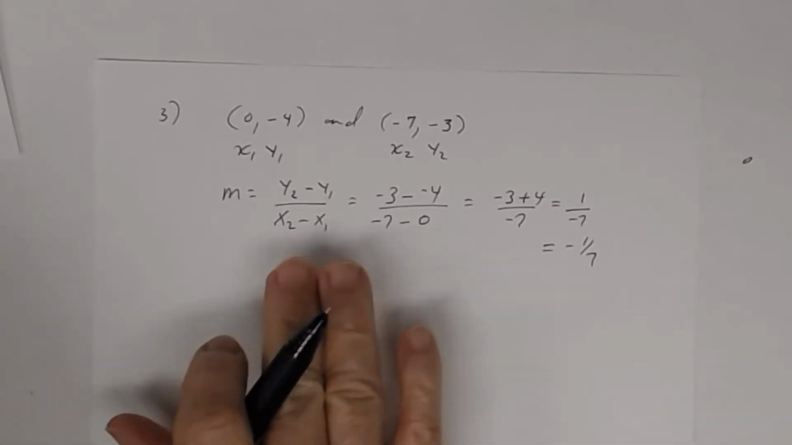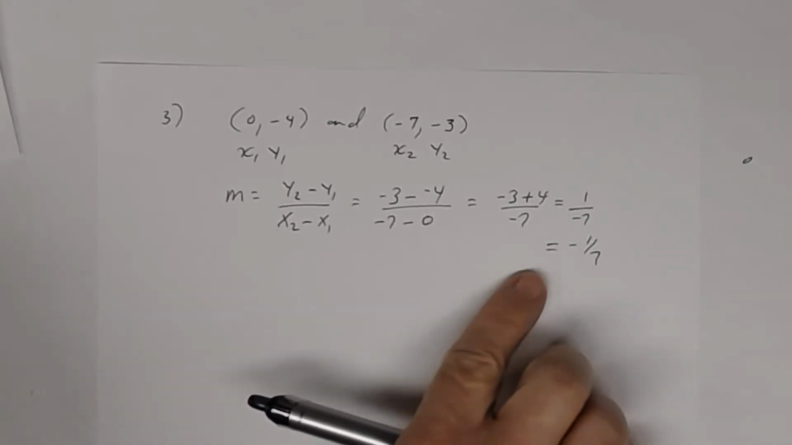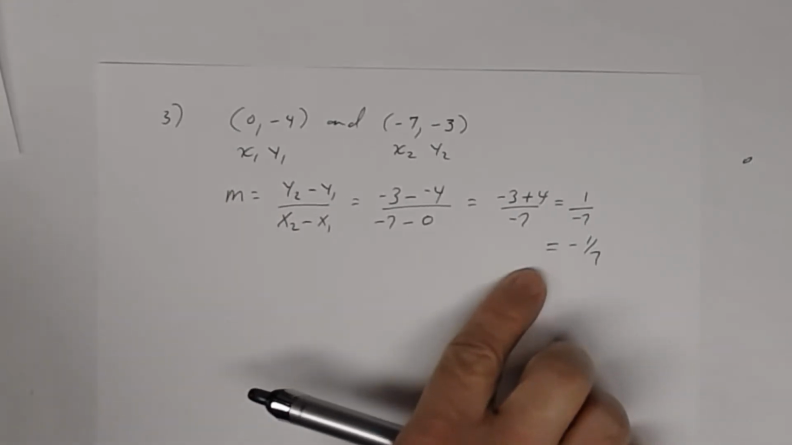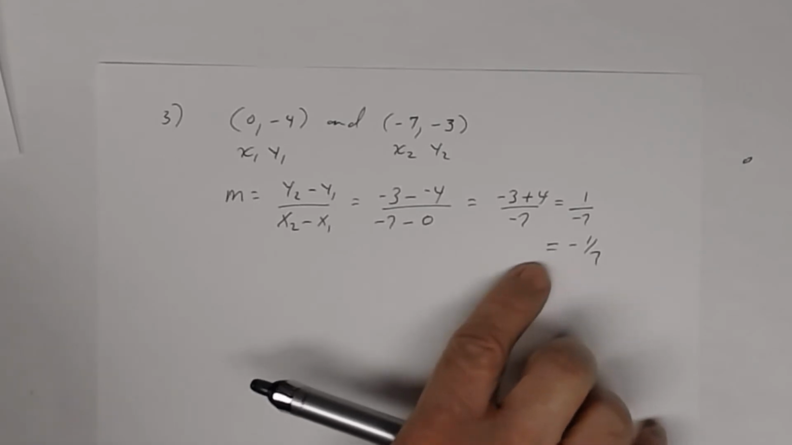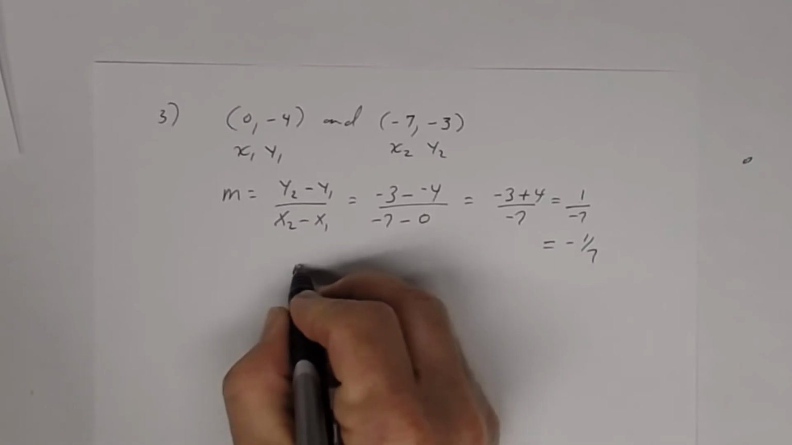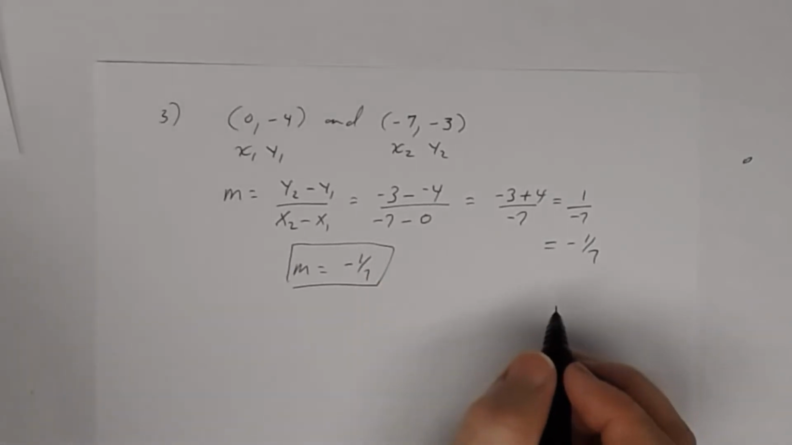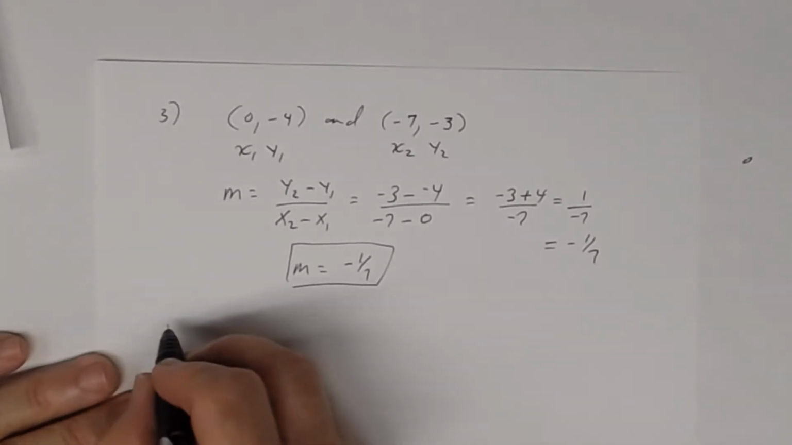So if I were to graph this line, would the line rise or would the line fall? The line would fall, right? Because the slope is negative. Since the slope is negative, the line falls. All right, so there's your answer. The slope is -1/7.